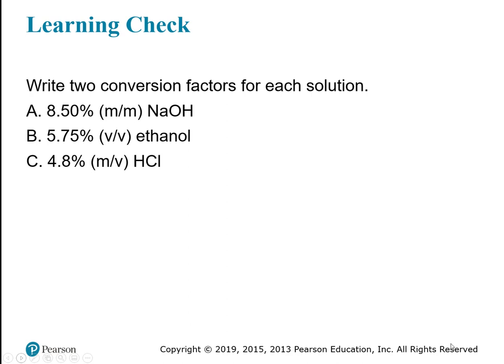So let's try writing some more conversion factors. I want you to try writing two conversion factors for C, which is 4.8% mass by volume hydrochloric acid.